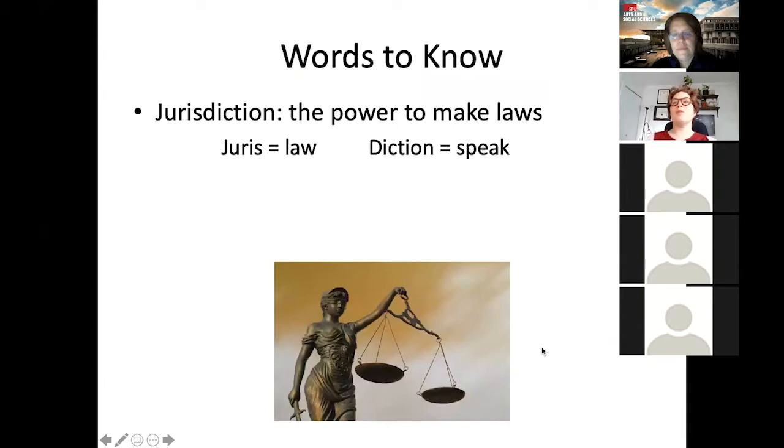There are some words that you'll need to know to really understand this best. The first one is jurisdiction. Jurisdiction, we could say, is the power to make laws, with juris meaning law and diction meaning speak. In Canada, this power is divided between provinces and the federal government. And then there are also some powers for cities and for Indigenous communities.